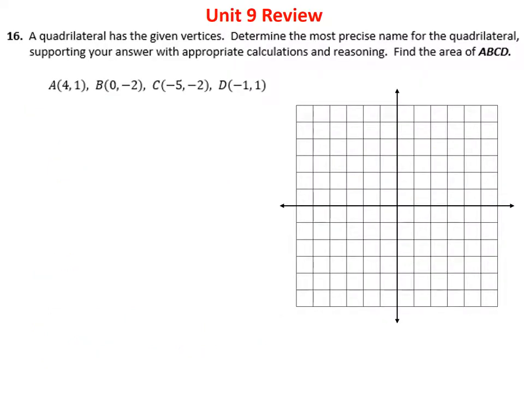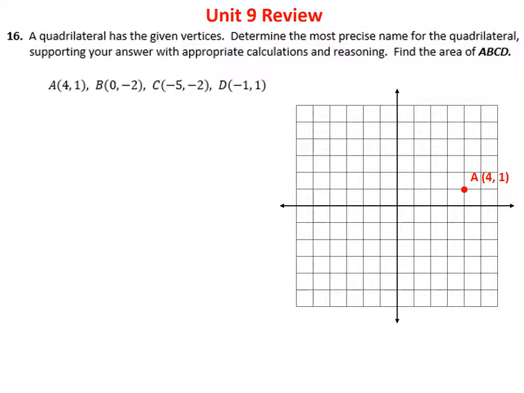In number 16, we're going to plot a quadrilateral, and they want us to name the most precise name for the quadrilateral. And again, we have to give calculations and reasoning. We just can't say, oh, it looks like this to me. So let's plot it first. First point is 4, 1. So from the origin, count 4 to the right and up 1.